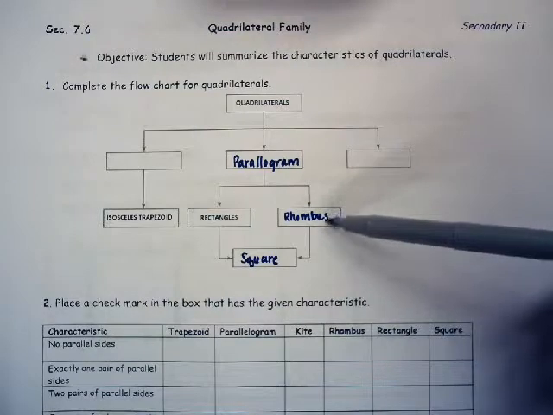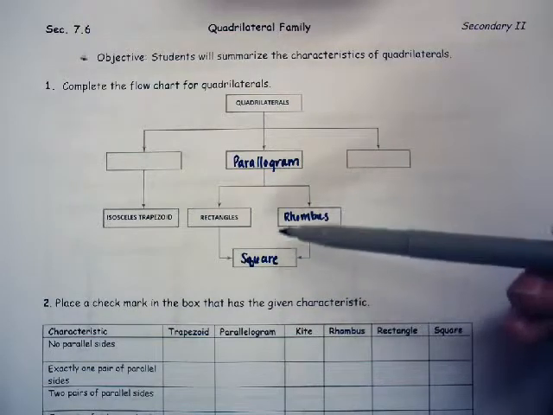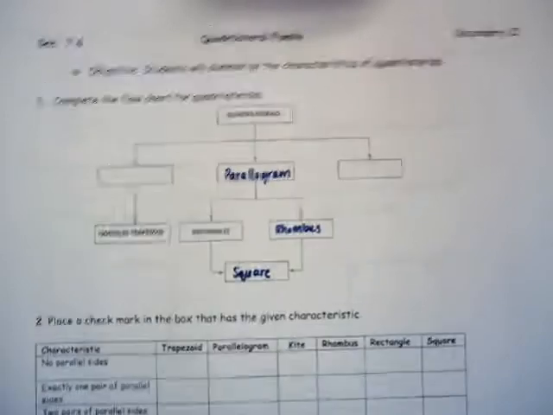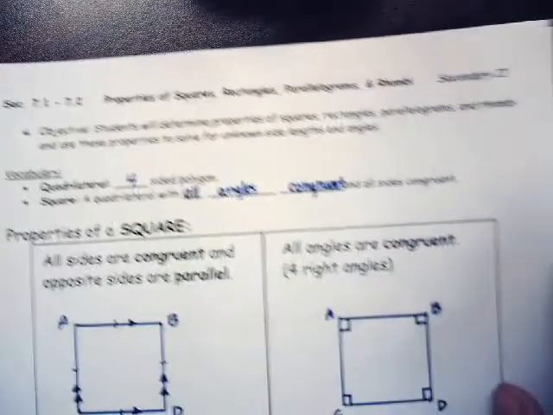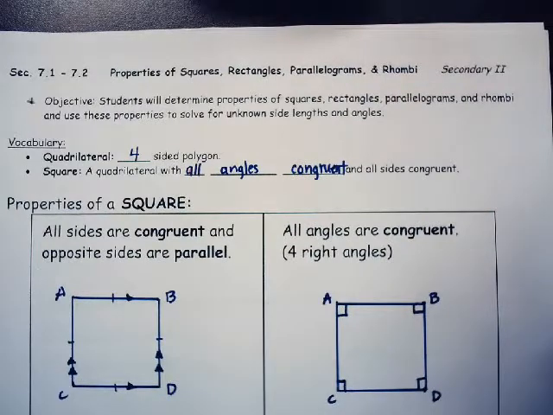A rhombus, however, is not a square. Okay, so it goes this way. If it lies underneath it, then it fits in that same category. So let's discover why. Let's look at the properties of a square. This is our first page of 7.1, 7.2 notes. I know I did them kind of backwards. I like it better this way.